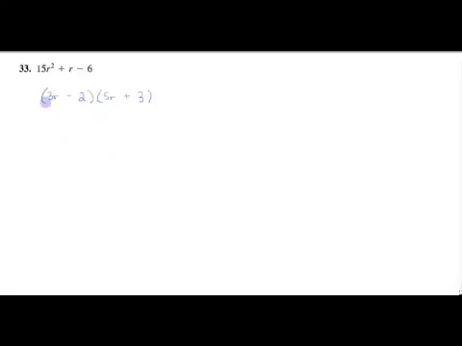Now let's check our middle. This is a 9r, and a negative 10r is a negative r. So we get the right number but the wrong sign. So what I have to do is just go back and change the signs. Make this a positive and this a negative instead. So I have a negative 9r and a positive 10r, which is a positive 1r.